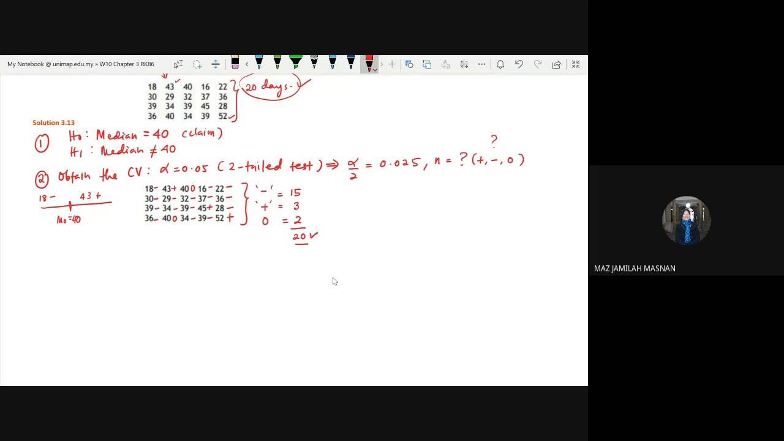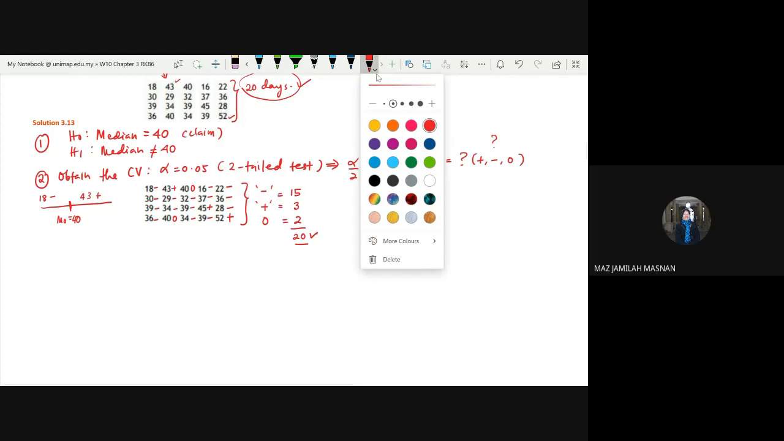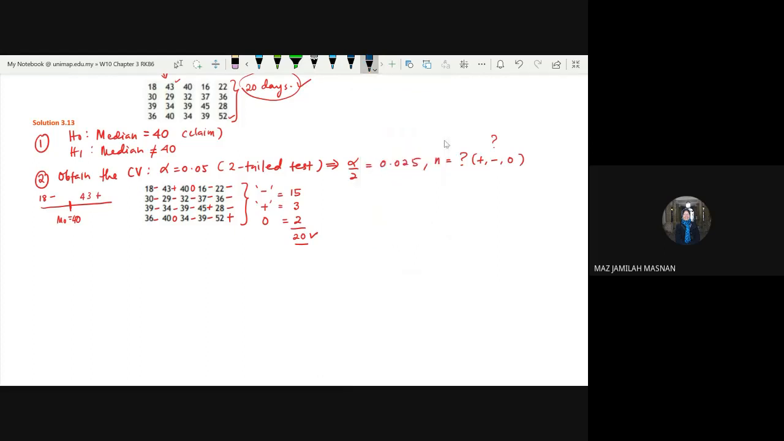So what is my n? n is the number of positive plus negative signs, regardless of the zeros. So n would be 15 plus 3. That's why your n is equal to 18.